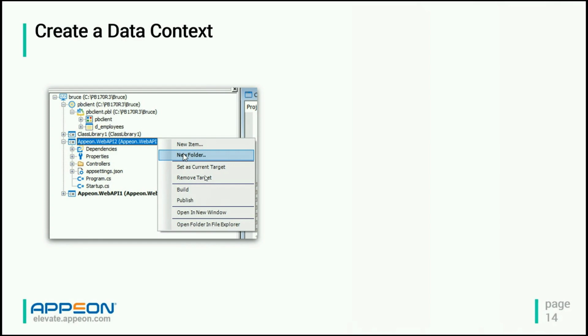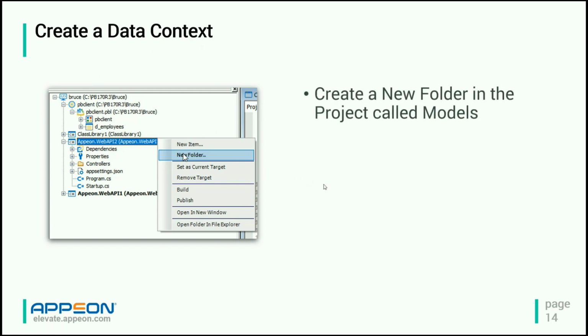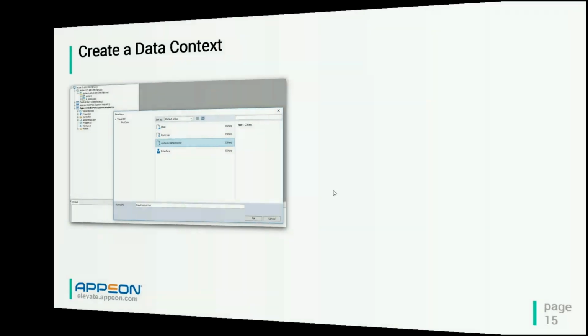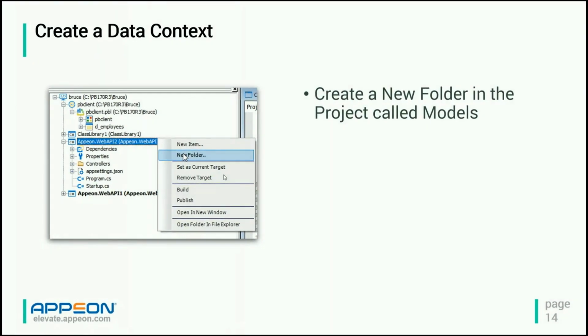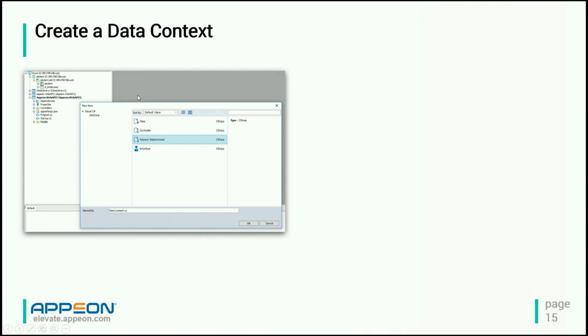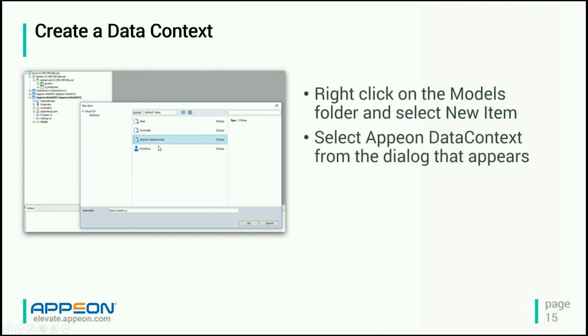So how do we create a data context? We go into the target, select new folder first, and we're going to call that folder Model. This is typical for any MVC application, you'll find folders actually named Models, Views, Controllers. And then we're going to create a new item underneath that folder, and we're going to select the Appeon data context from the dialog that appears.